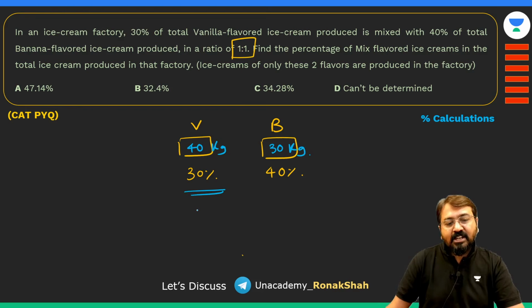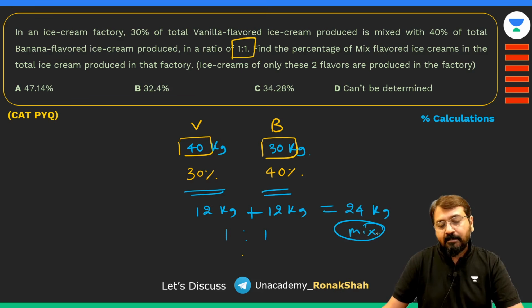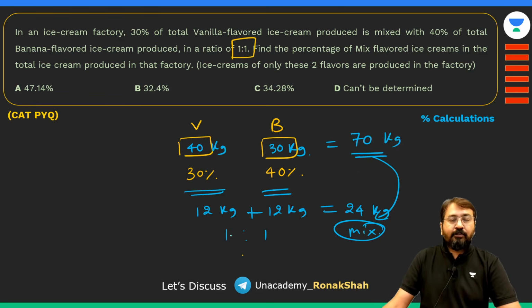So can I say vanilla flavor ice cream will be 12 kg and banana flavor ice cream is also 12 kg. So we are now mixing them. We can say we are mixing them in the ratio 1:1. So total mixed flavor ice cream is 24 kg. This 24 kg is the mixed flavor ice cream, and the total produce of the factory is 70 kg. We had produced a total of 70 kg ice cream, out of which we have created a mixed flavor of 24 kg ice cream.